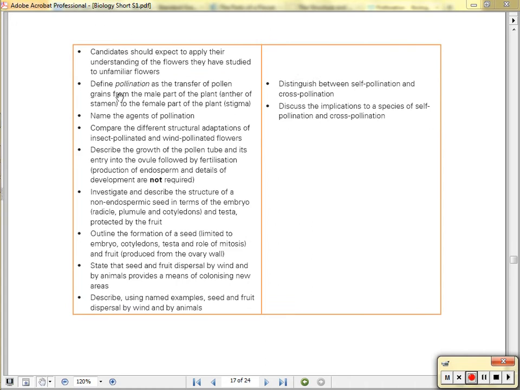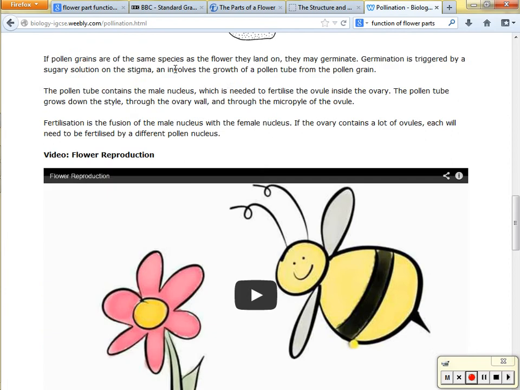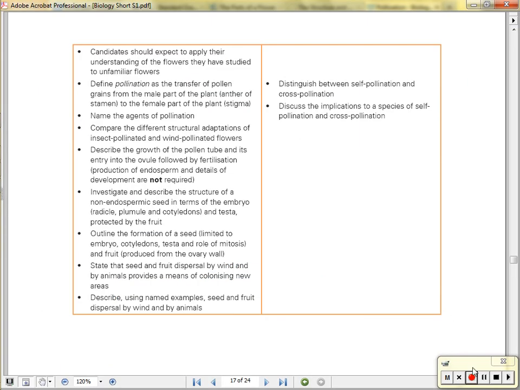The point in this syllabus where it says you should be able to apply your understanding of flowers to unfamiliar flowers: if you are shown a flower that you've never seen before, you should be able to identify anthers, stigmas, carpels, etc. For wind pollinated, the anthers hang out and the female part looks like a feather. You just move on with that.